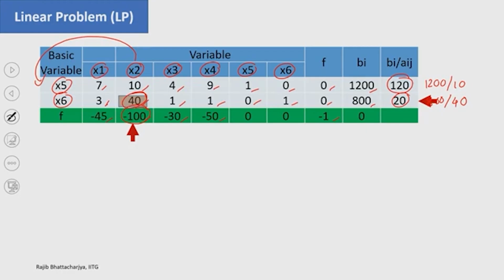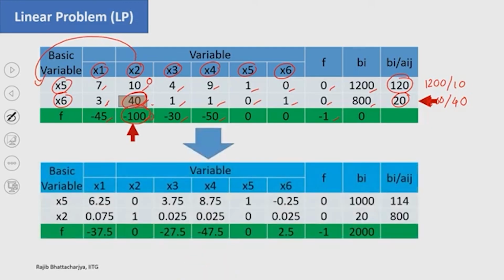So, what I will do? I will make this 1 and for others I will make it 0, something like that. Okay. So, if I do the row operation, finally I am getting this is 0, this is 1 and this is 0. Now, you just see, x 2 is entering into the basis. So, x 2 is now a basic variable and x 5 is also a basic variable, and the other variables x 1, x 3, x 4 and x 6 are now non-basic variables.